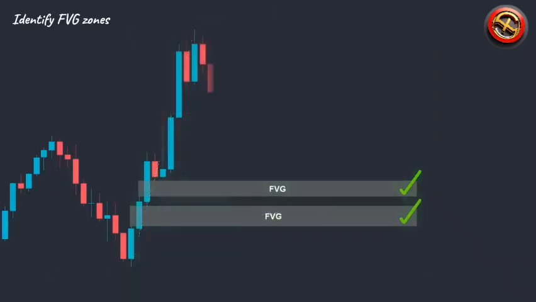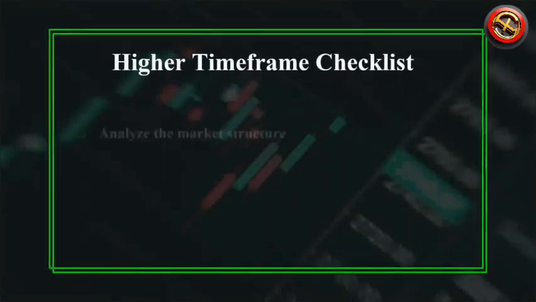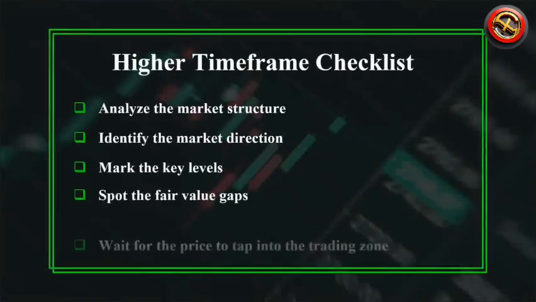Now, after identifying our optimal trading zone, we wait for the price to tap into that area and zoom into a lower time frame to look for reversal confirmations and execute long trades. This is the general idea. This is the checklist of concepts we apply on the higher time frame.